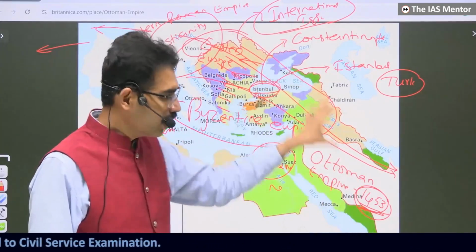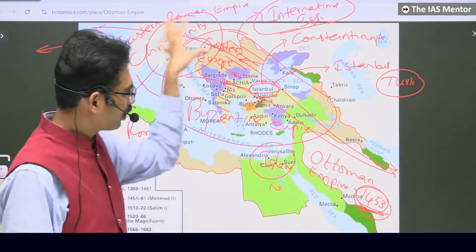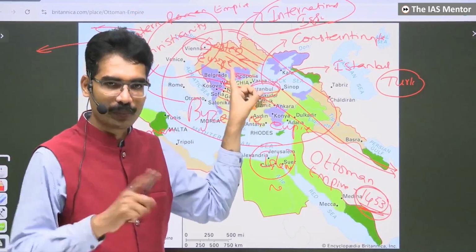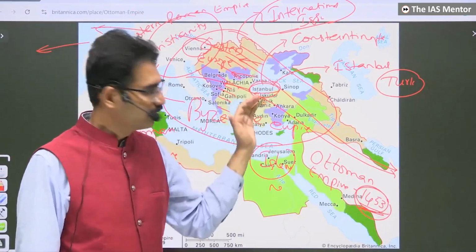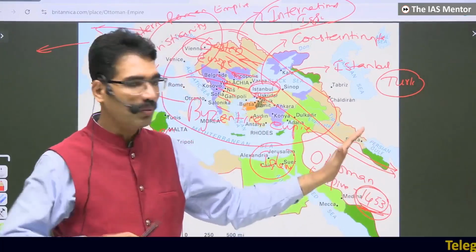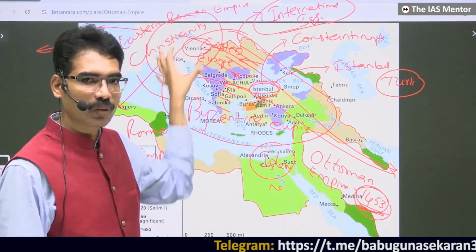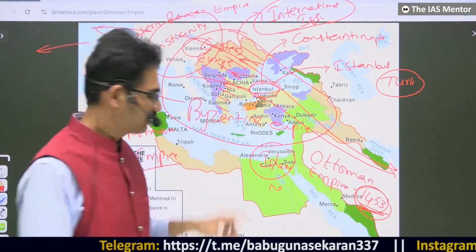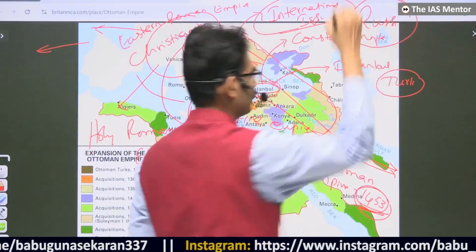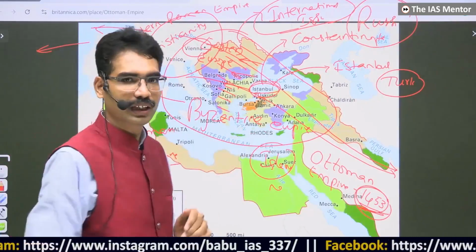Now, when it got weakened, Western Europeans got an opportunity once again to control this area. Europeans got the opportunity to control this area when it is declining. But now one more power is emerging, which is a competitor to Western European countries, that is Russia. So a very unique game is about to take place now in this region.